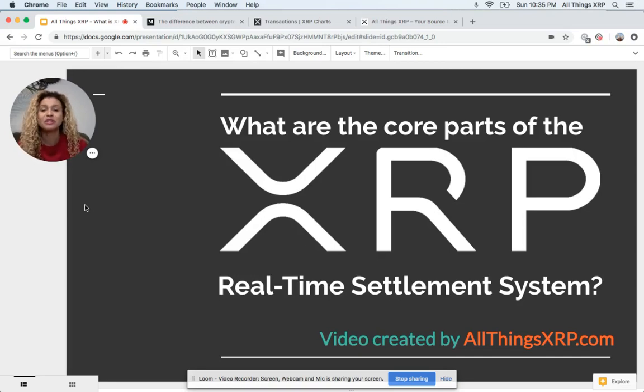Today I'm going to talk to you about what the core parts of the XRP Real-Time Settlement System are. So without further ado, let's get started.